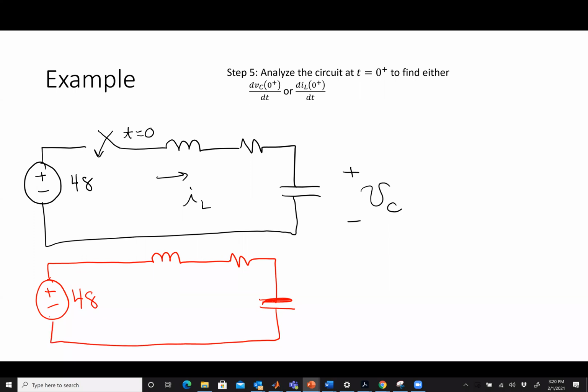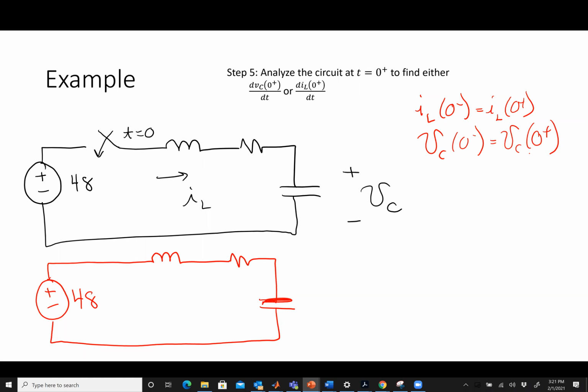What did we say we do? What happens with an inductor? What do we say is true about the inductor current at 0 minus and 0 plus? What has to be true about that? They're both equal. They're the same. And the same is true about the capacitor. So we said IL 0 minus equals IL 0 plus. VC 0 minus equals VC 0 plus.